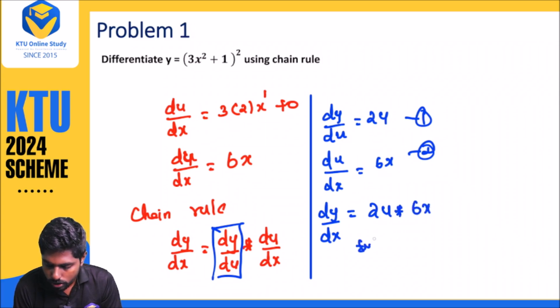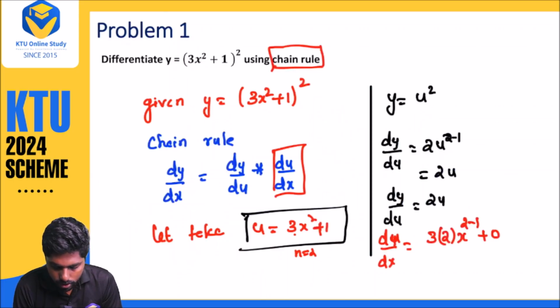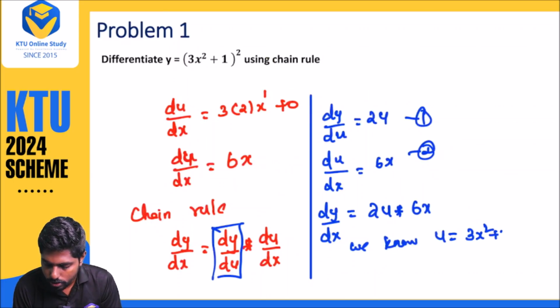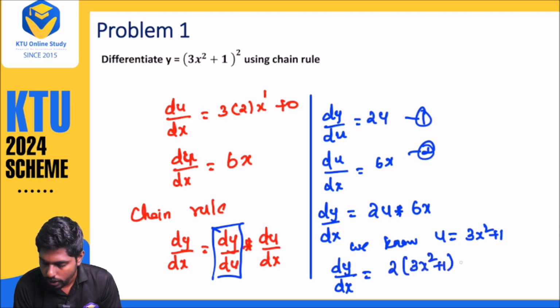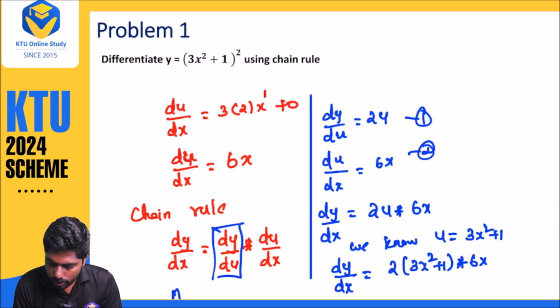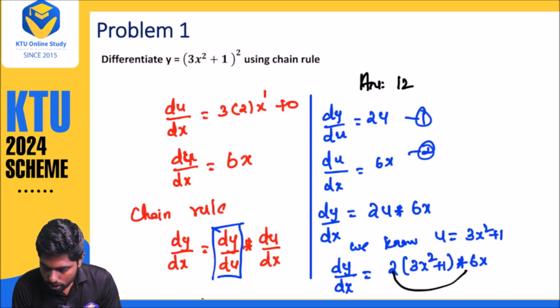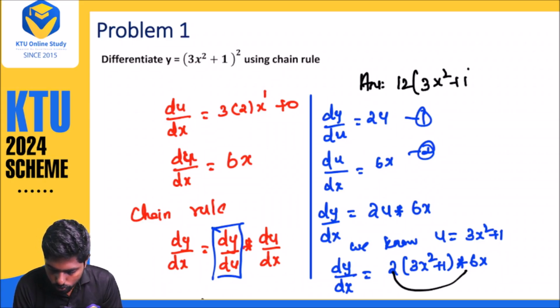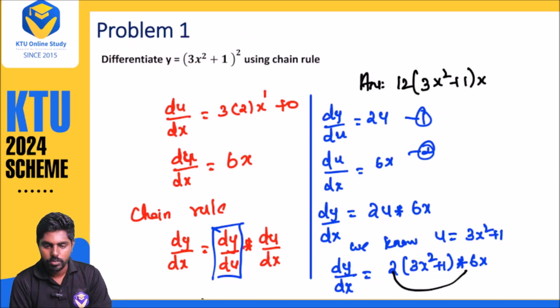What is u? We know u is equal to 3x square plus 1. So substituting the u value, we get dy by dx is equal to 2 into 3x square plus 1 into 6x. So our answer is 2 into 6, that is 12, 12 into 3x square plus 1 into x. So this is our required answer.